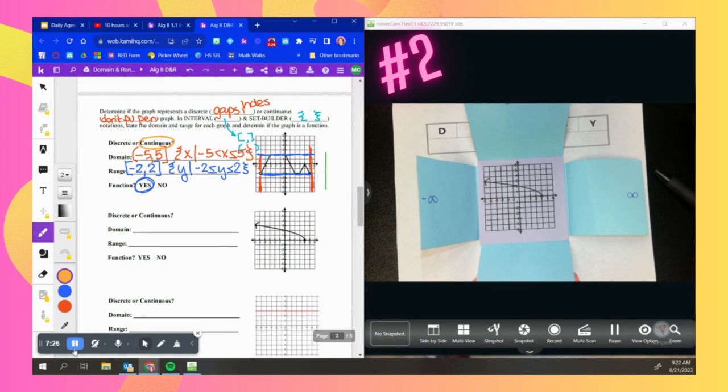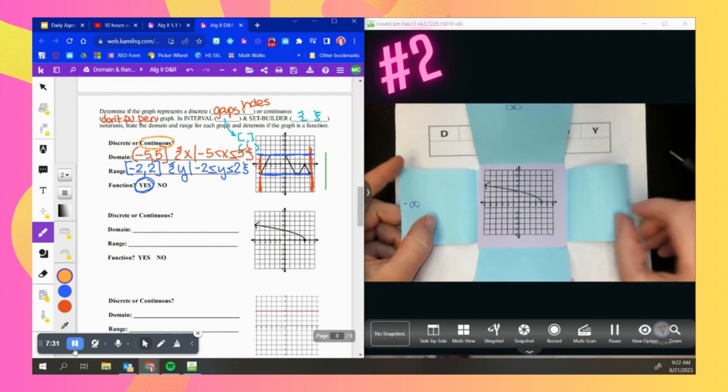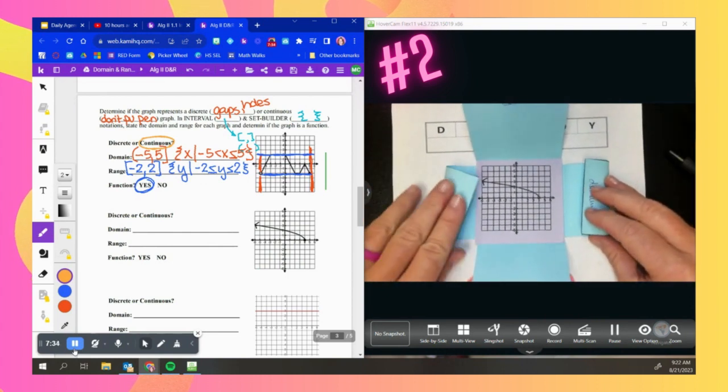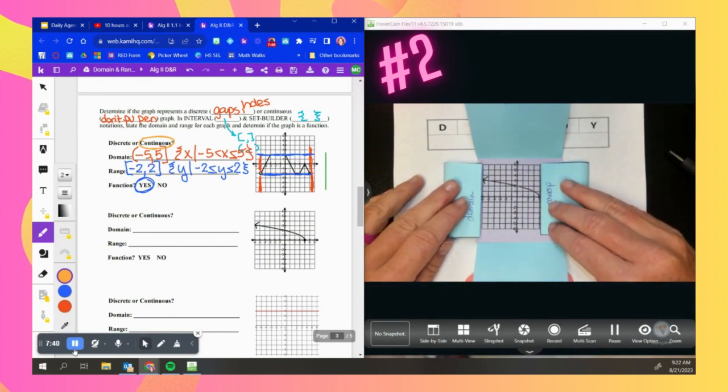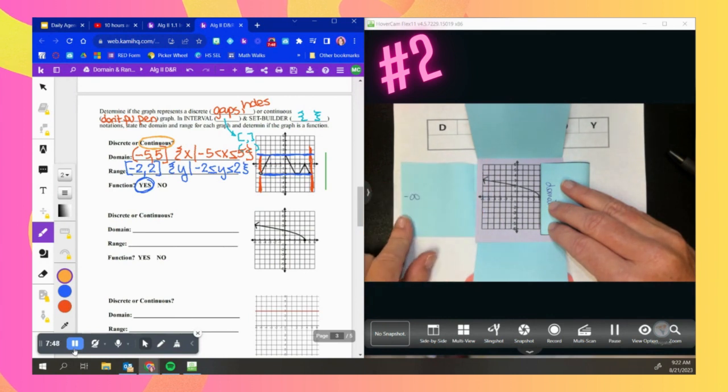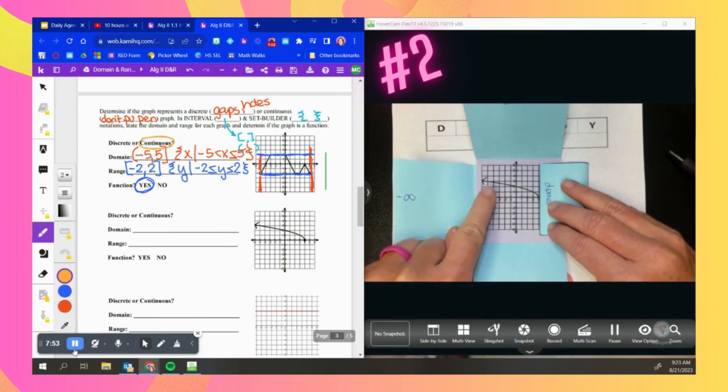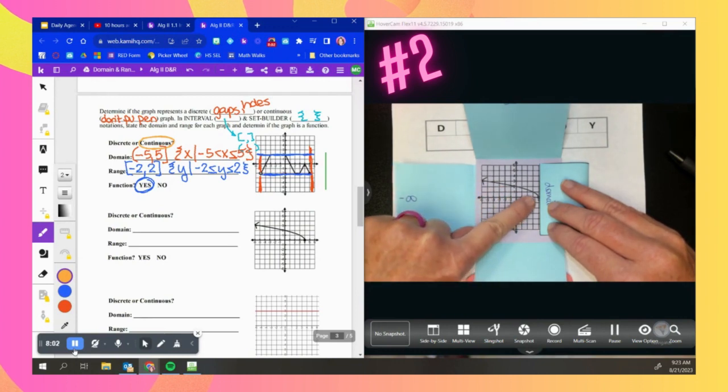All right, so let's talk about domain first. We're using our left and right flaps to get our domain. When we're folding these in, we want them to touch a point and not an arrow. This one is just fine over here, but over here, it's touching an arrow. Anytime either one of our flaps, domain or range flap, touches an arrow, we're going to open it up. So this tells me the domain is going to go from -infinity, and we can follow the graph because this arrow is going to go forever and ever in this direction. So we follow the graph from -infinity, and then it stops at 4. So our domain is going to be from -infinity to 4.